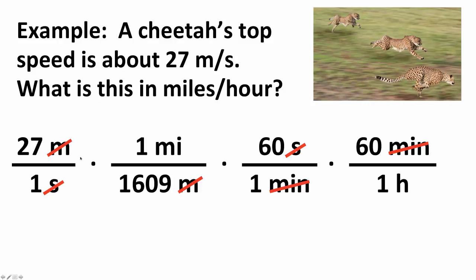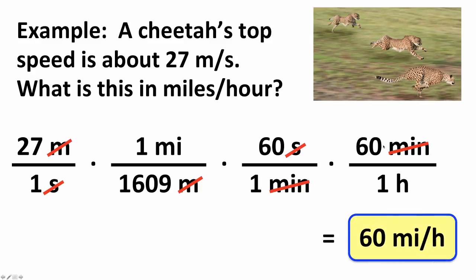And notice after we set this up, that miles has not canceled and per hour, hours in the denominator, has not canceled. So if we simply do the math, multiply and divide these numbers as shown, then the answer we get will be in miles per hour, which is what we want. So we take 27, divide by 1,609, take that answer, multiply by 60, take that answer and multiply by 60 again, and that turns out to be 60.4, etc.